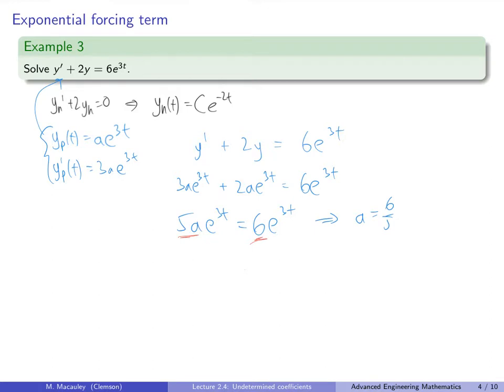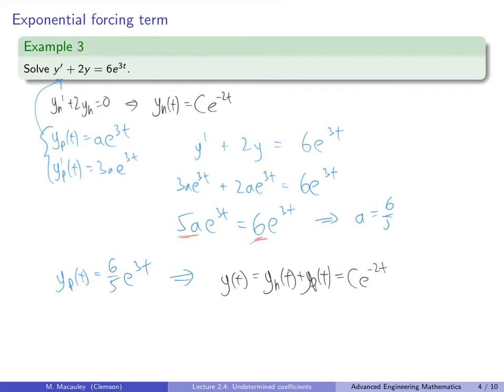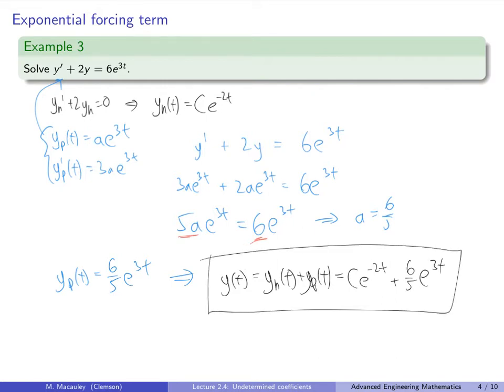So we have our particular solution. We have that yp of t is 6/5 e to the 3t. So our general solution is going to be y of t equals yh of t plus yp of t equals c e to the minus 2t plus 6/5 e to the 3t. And there we go.